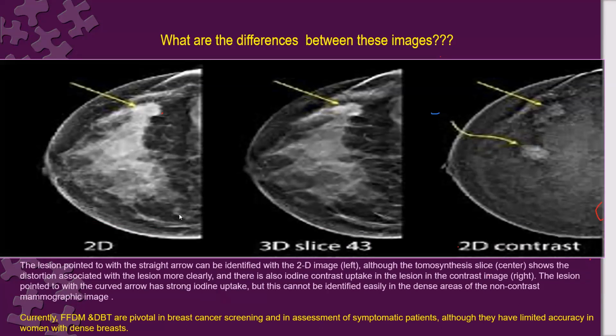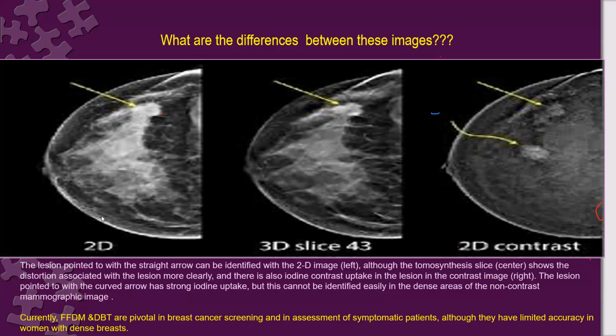Okay, so as you know, look here. This is a straight arrow, straight arrow, straight arrow. So this is the full-field digital mammography demonstrating this spiculated mass, which is better visualized in tomosynthesis, same mass, and taking somewhat contrast on the contrast mammography. However, contrast mammography demonstrates a more intensely enhancing mass, which even in retrospect could not be appreciated on tomosynthesis nor on the 2D image.